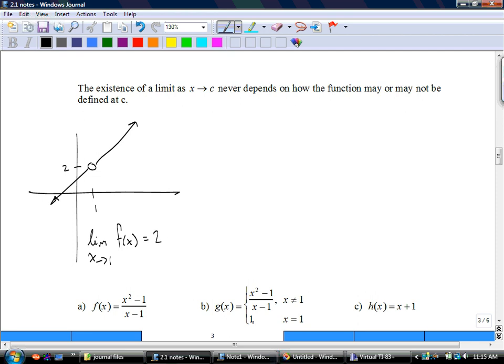Notice I didn't say when x is 1. I said when x approaches 1. When x gets really close to 1, y gets really close to 2.